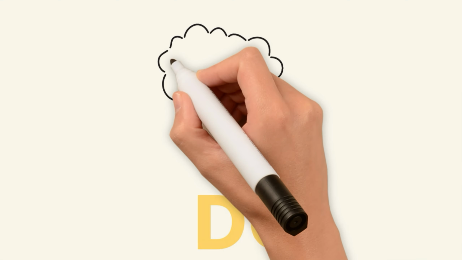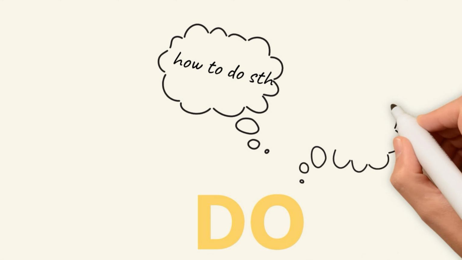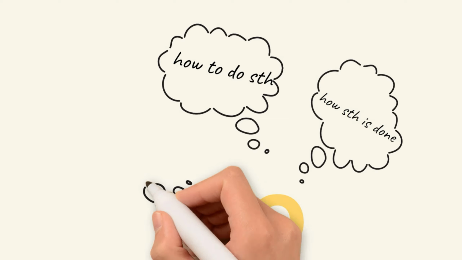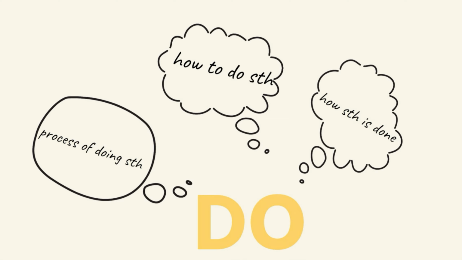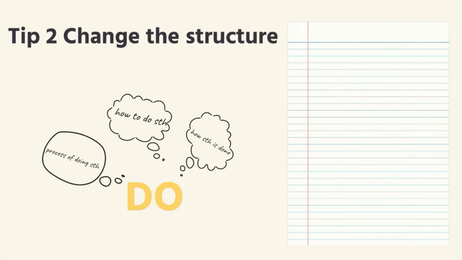We prepared 3 sentence structures for you. First, how to do something. Second, how something is done. Third, the process of doing something. By playing around with the grammar, you can get different versions like this.